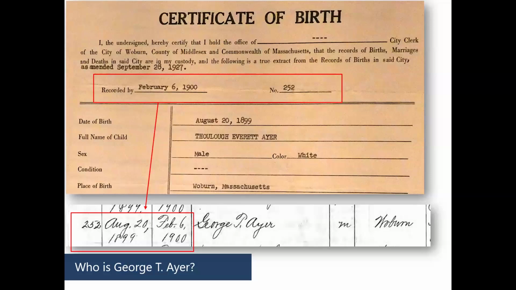Now I went back to the abstract I had and compared the information and the document number, and sure enough, that matched with the birth date, with everything having to do with the certificate I have for my grandfather. So I'm like, okay, apparently my grandfather did not start out with the name that he ended up with the rest of his life. He started out as George T. Eyre.